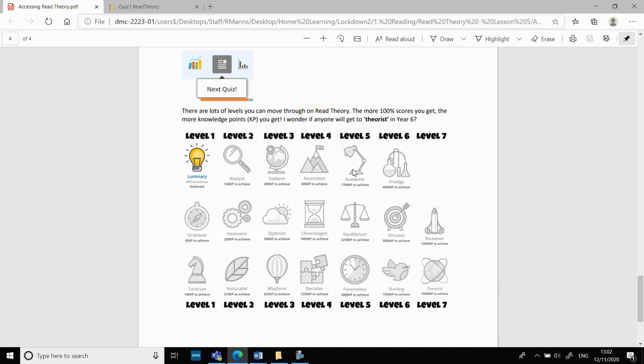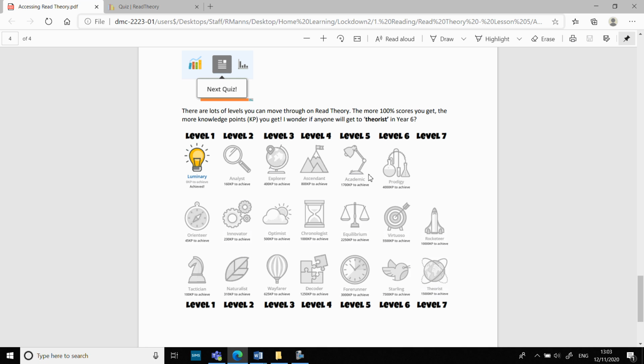Now, there are lots of levels you can move through on Read Theory. The more 100% scores you get, the more knowledge points you get. I wonder if anyone gets to Theorist in Year 6, so there's lots of levels. So you start on Luminary, I need to get 45 knowledge points to get to Orienteer, 100 knowledge points to get to Tactician, and so on like so.